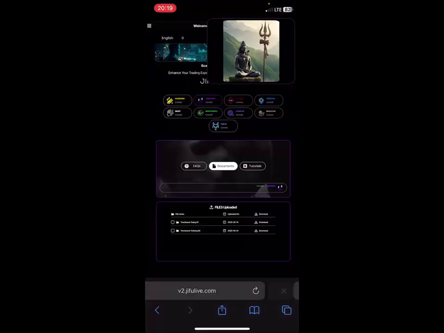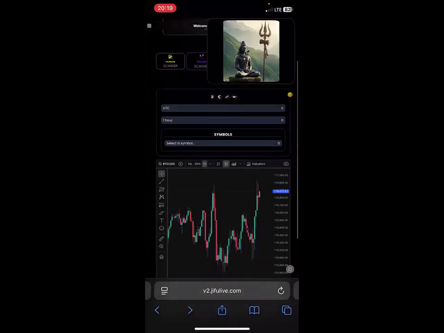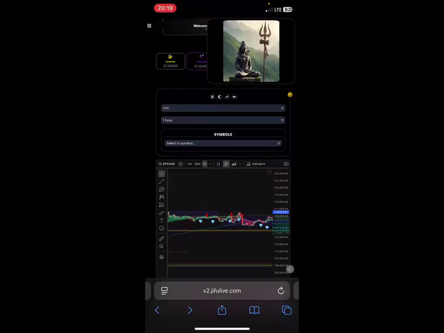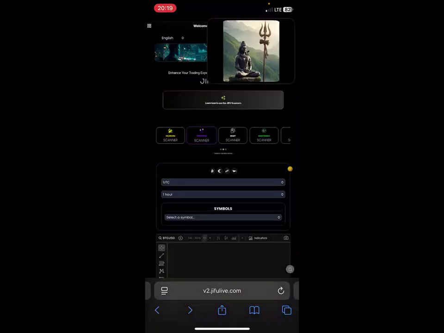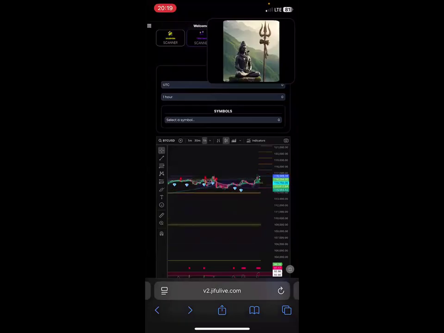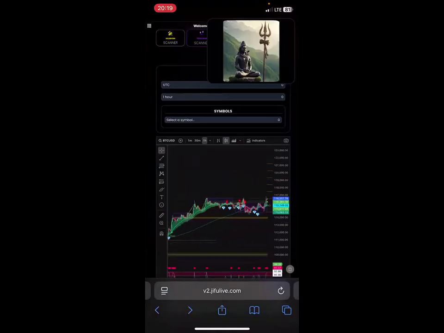Now I'm going to go back to the scanner quickly. Now, this is the trend wave scanner. Oh, I'm so sorry about this. This is the trend wave scanner.